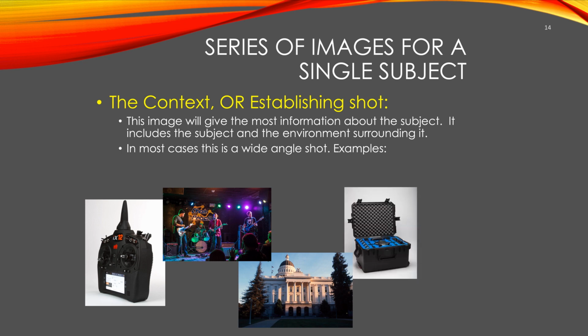Now, the first one is a transmitter, a remote control transmitter. We show the overall transmitter. The other one is this band performing on stage, and we show the overall band with the audience in the foreground. The state capitol building for California is shown there, and a product, a case used to hold drones, is shown in the fourth photo, and we show the overall case with the drone and stuff inside. And then last, I have a house from Ransburg that I show an overall outside view of that house.